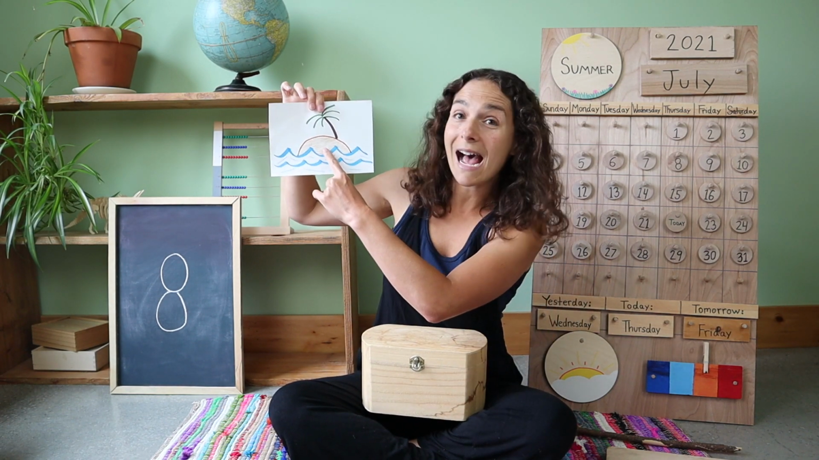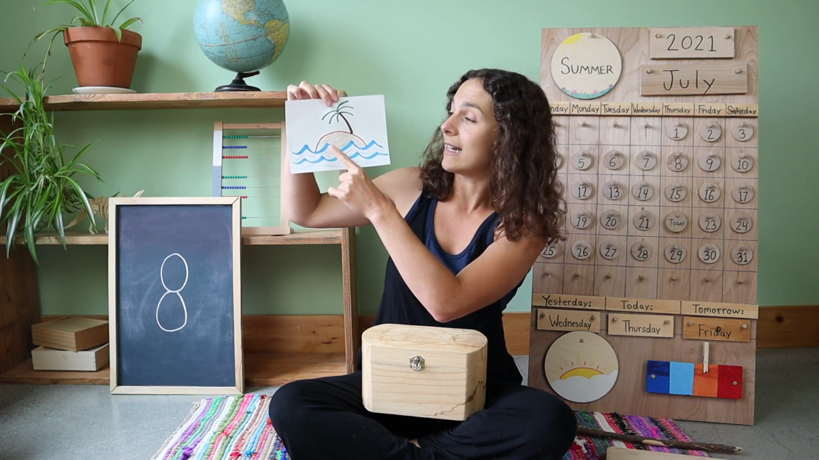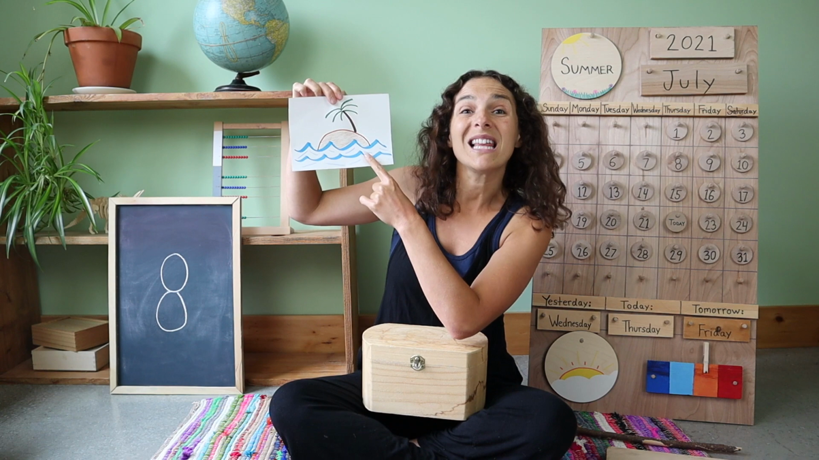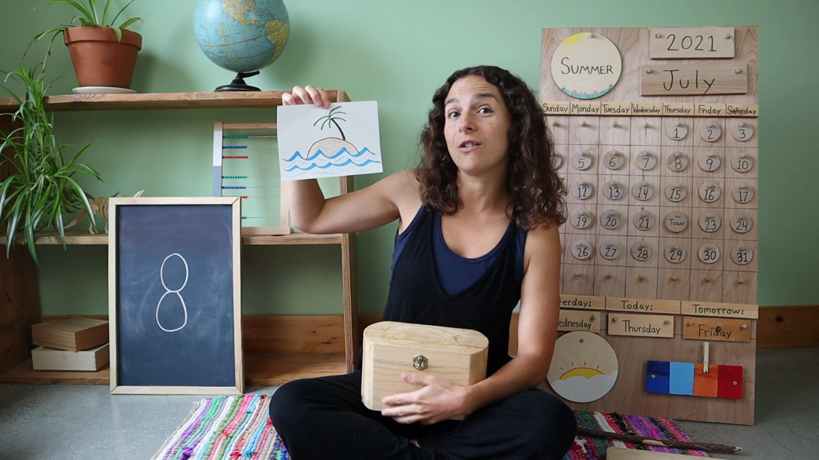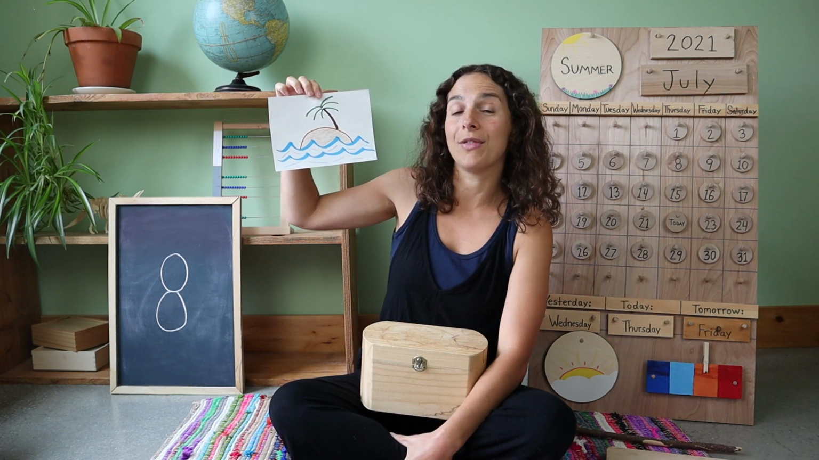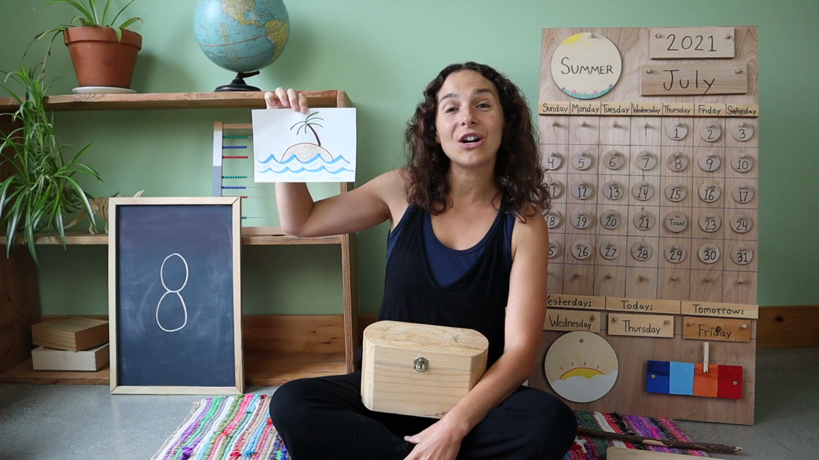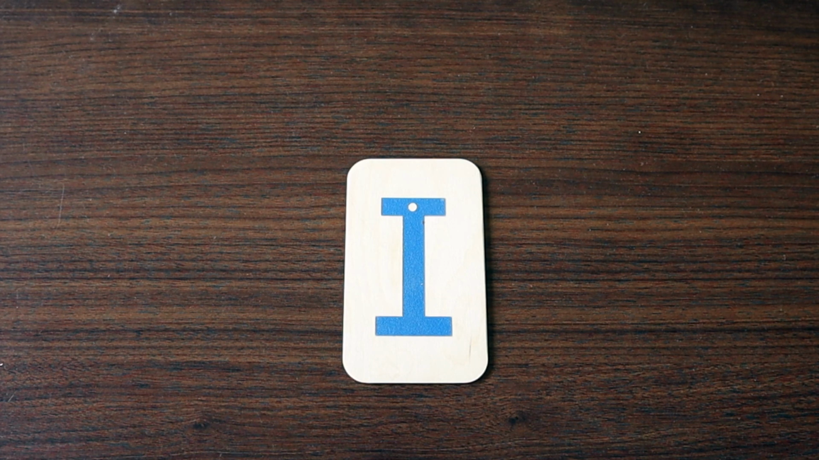This is an island. So an island is a small piece of land and it's found completely surrounded by the ocean. Because islands are usually found in tropical places, sometimes they have palm trees growing on them. Island starts with the letter I. This is how you write an uppercase I. I.